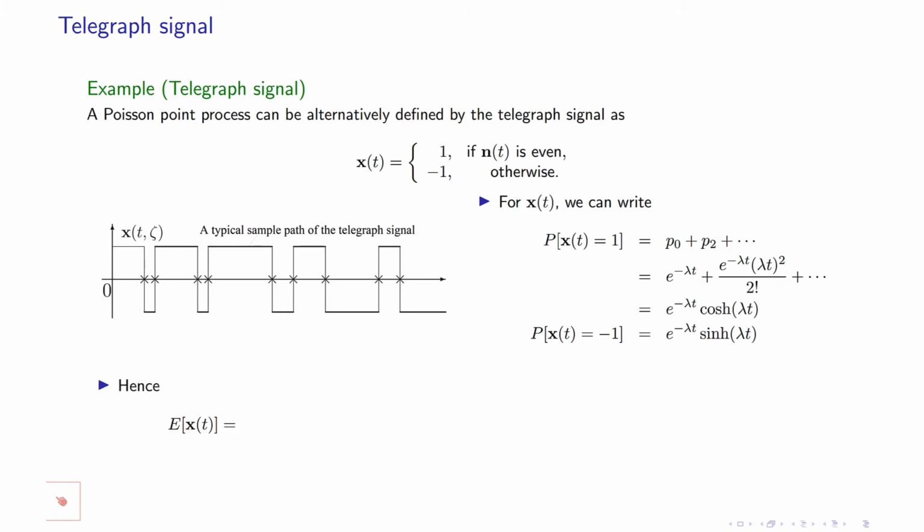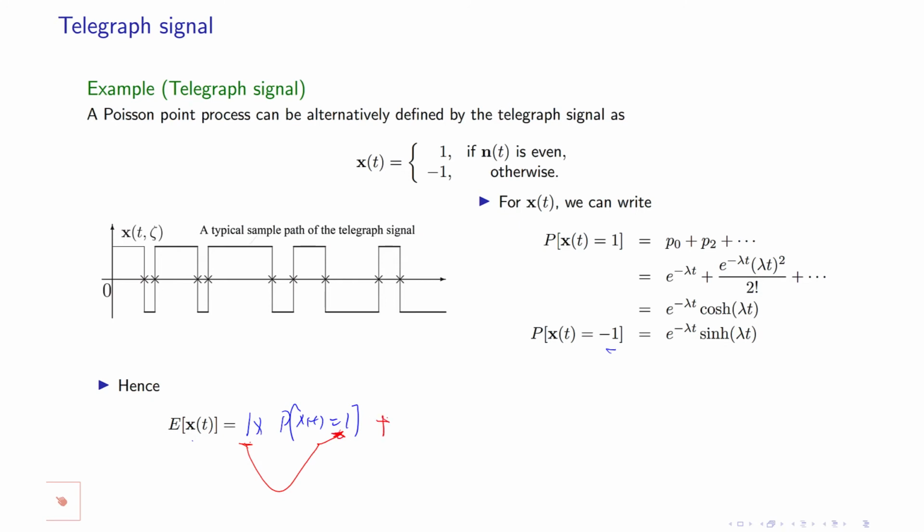Now, using that, you can calculate the expected value of x of t, or the average of this one, because this is equal to the values that x of t can take on. Two values it can take on, 1 or minus 1. So I get 1 times the probability of x of t equal 1. Remember that this is the value, and this is the probability that x takes this value.